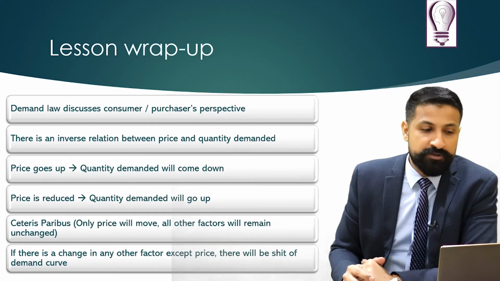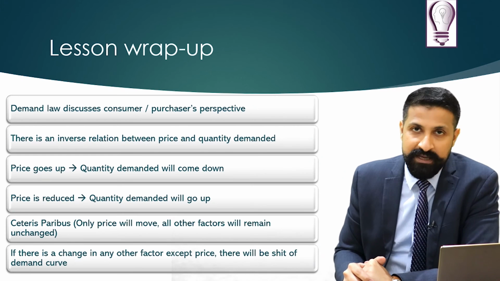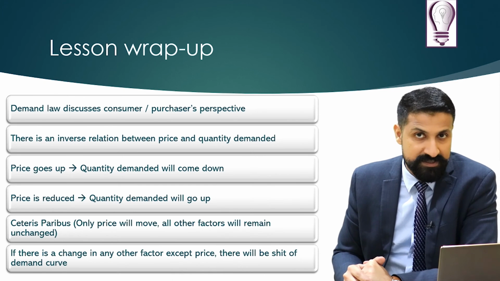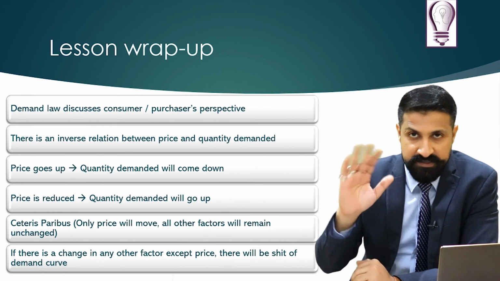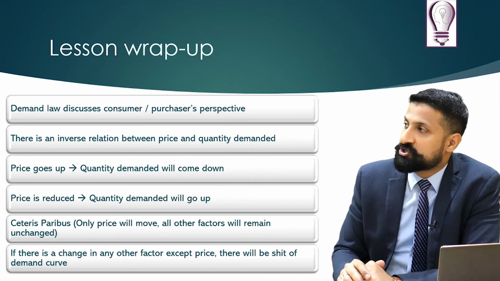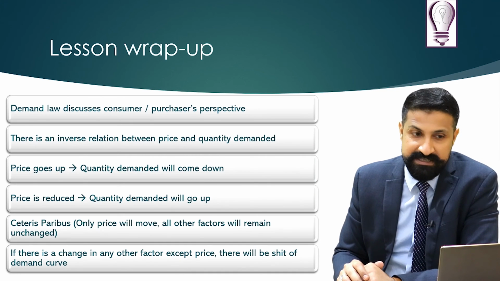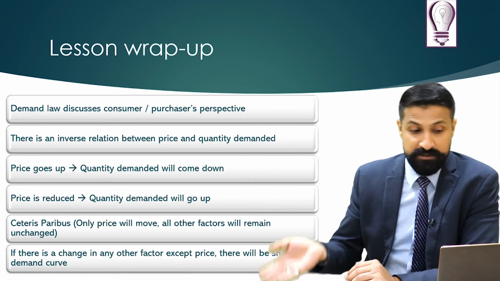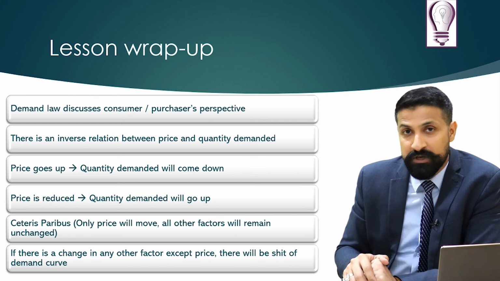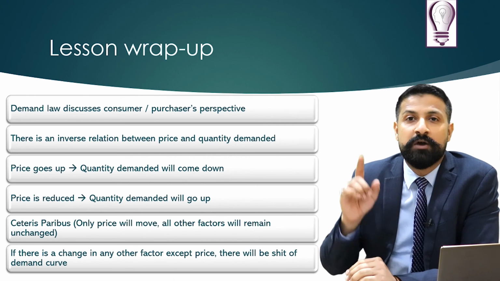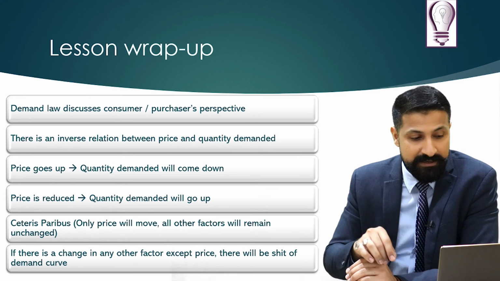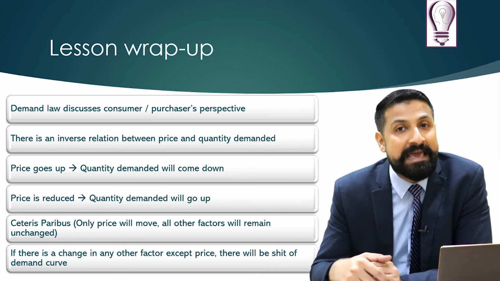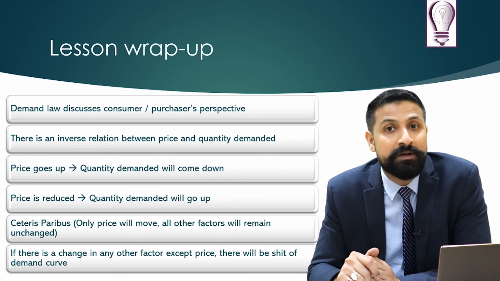Lesson wrap up. So what did we learn today? We discussed demand law, and in demand law we only discuss the consumer or buyer side. We do not discuss the seller side at all. There is an inverse relationship between price and quantity demanded, and when the price goes up, the quantity demanded comes down. When the price goes down, the quantity demanded goes up. Ceteris paribus means only one variable will move, and that is price, which will affect quantity demanded, and all other variables will remain constant, and there is no change in any other factor except price.